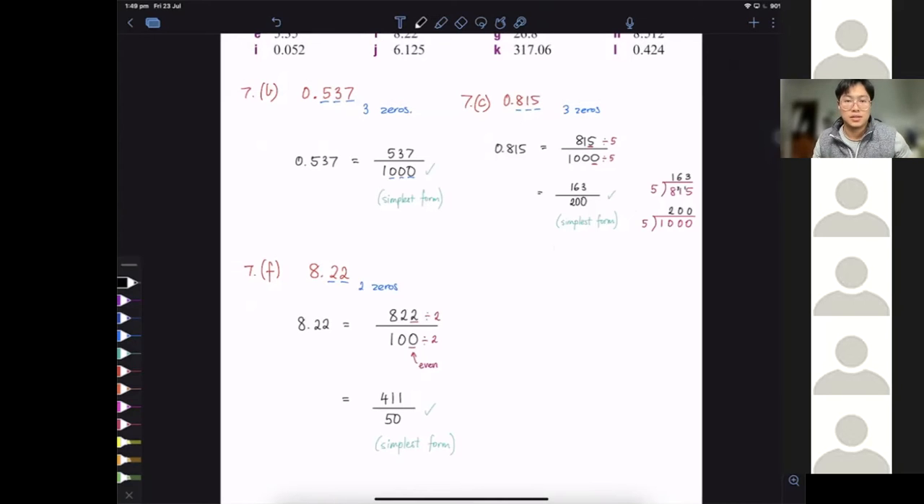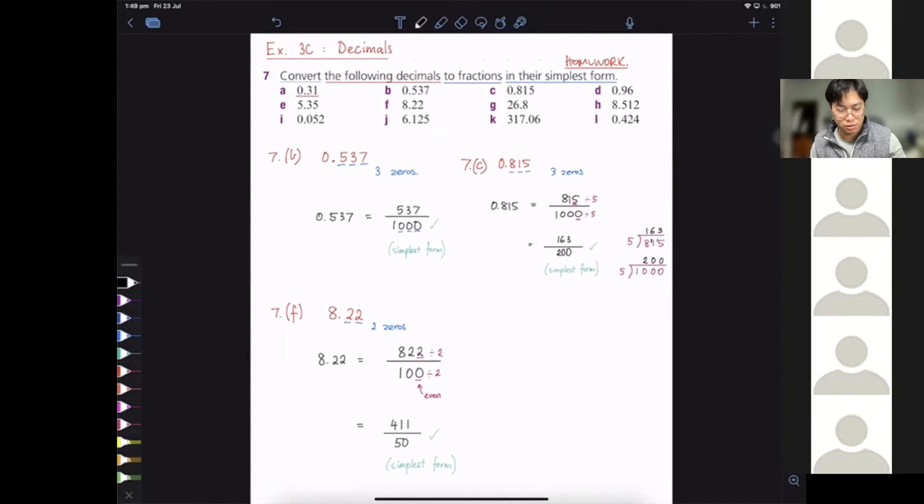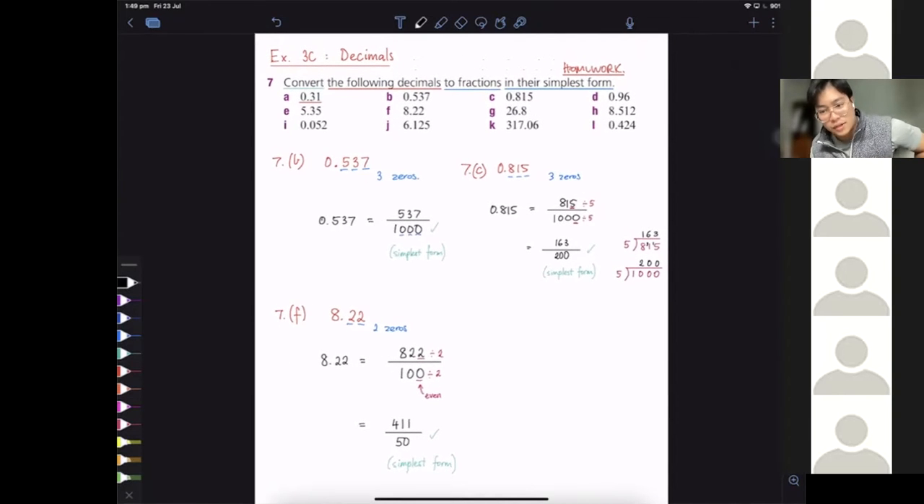Mister, your screen's frozen for me. Okay. Just wait a bit and it should catch up.